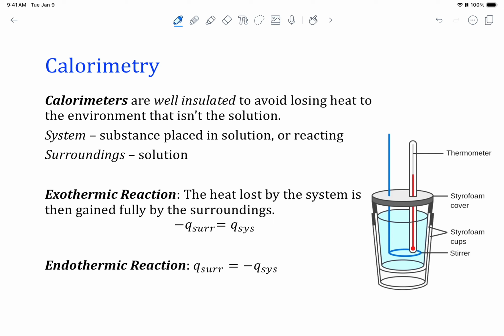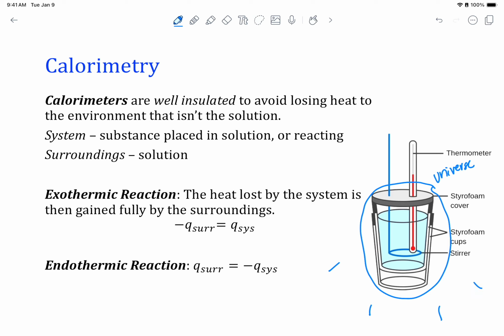But what I want to talk about first is the difference between our system and our surroundings, as well as how that relates to what we were talking about in our previous lecture on exothermic and endothermic reactions. So calorimeters are well insulated, meaning that whatever is inside is going to be your system and your surroundings, and that's it. Whatever's on the outside of that calorimeter is not going to have any effect on the reaction or the transfer of heat inside of that calorimeter. So this right here, the calorimeter itself, this is our universe. That's our miniature universe. Because what's on the outside here doesn't matter.